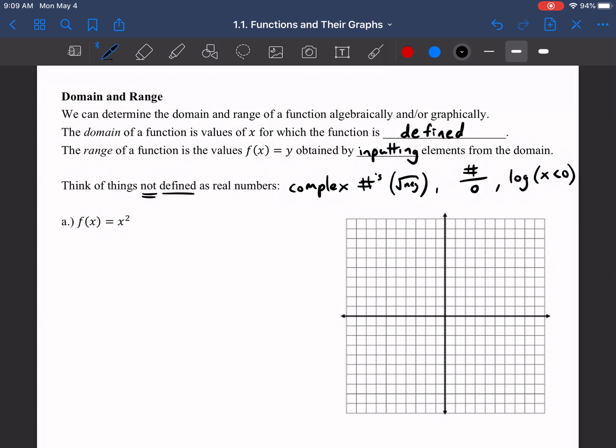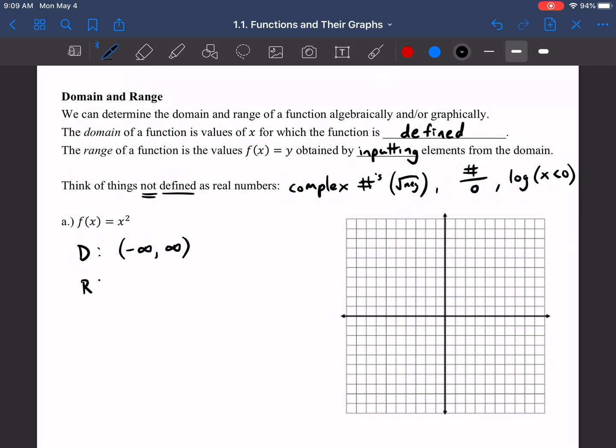So f of x equals x squared. In this case, there's nothing that's going to make us take the square root of a negative number. There's no square roots in it at all. There's no division in it, so we don't have to worry about dividing by 0. And there's no logarithms, so we don't have to worry about taking the log of a number less than 0. Therefore, our domain doesn't actually exclude any numbers, and we can say our domain is negative infinity to positive infinity.